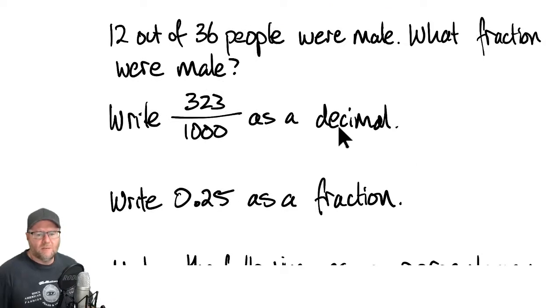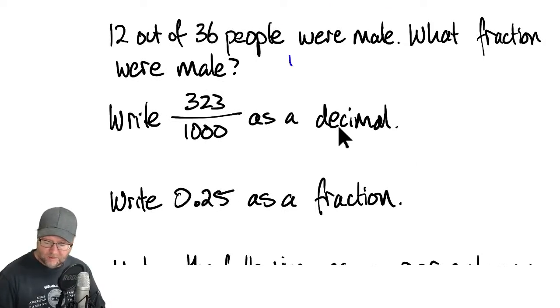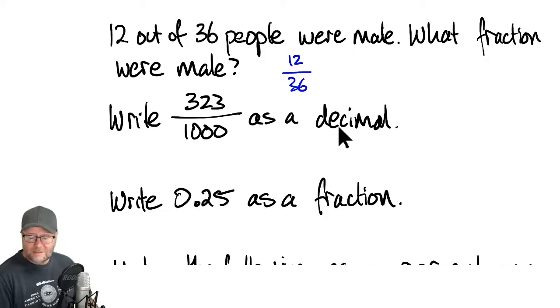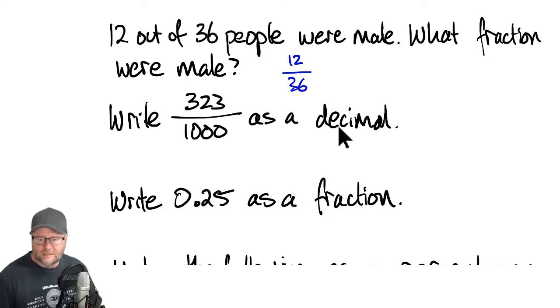12 out of 36 people were male. What fraction were male? Well, all I've got to do is put my smaller amount on the top. There were 12 out of 36 people. I've made a fraction. Now, it doesn't say to simplify, but it's good practice too. So can I simplify that fraction?